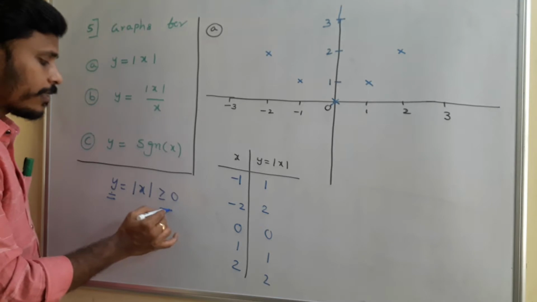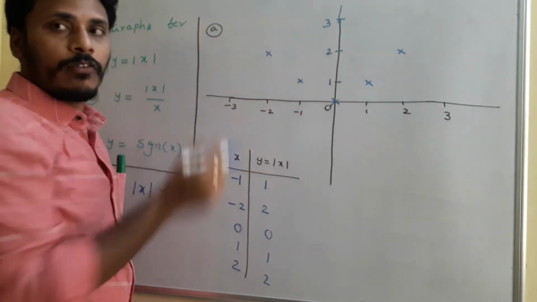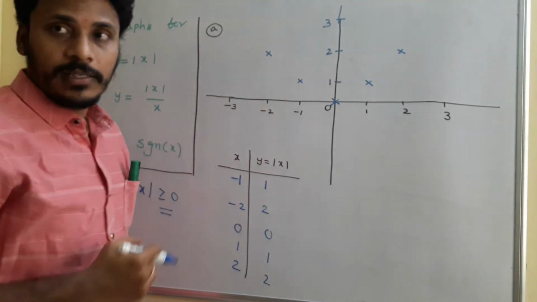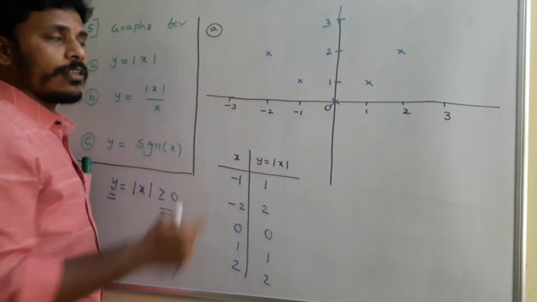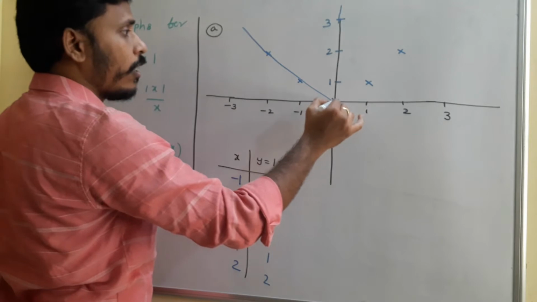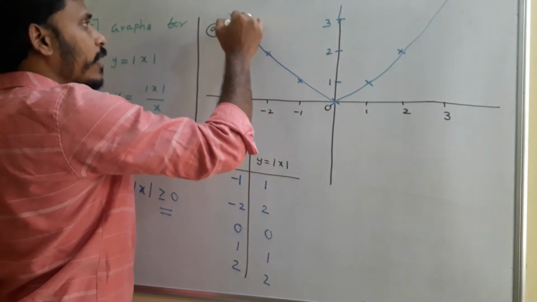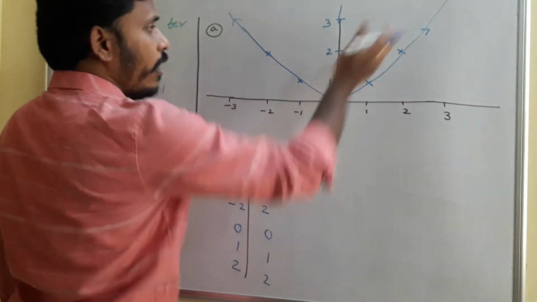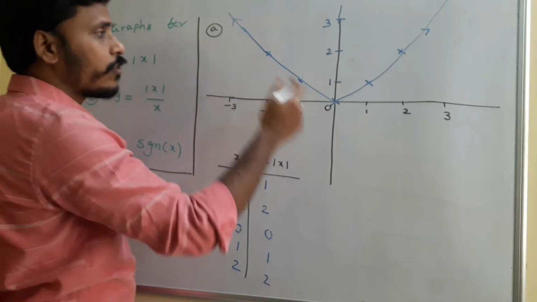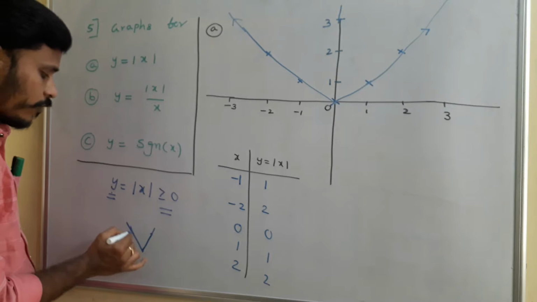Since y is greater than or equal to 0, the graph completely lies on the positive side of the y-axis, not on the negative side. So the graph lies above the x-axis, right? If you join all these points, the sketch of mod x is of the form like this, okay? It looks like a V shape actually. It is exactly symmetrical on both sides of the y-axis, and the graph shape is just like a V shape, okay?